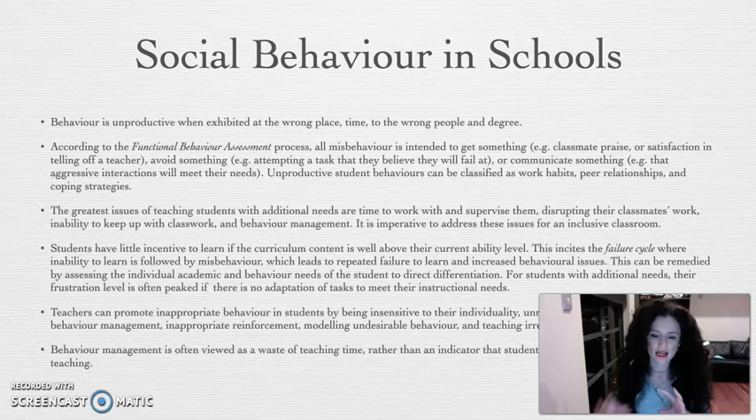You would be analysing this through the functional behaviour assessment process, with the intent to find out if this misbehaviour is to get something, so classmate praise, for example, or to avoid something, so attempting a task that they think they could fail at, as an example, or to communicate something, that aggressive interactions will meet their needs, for example.